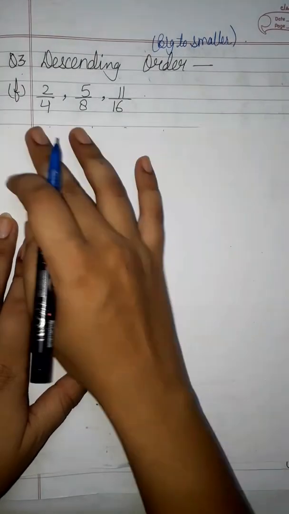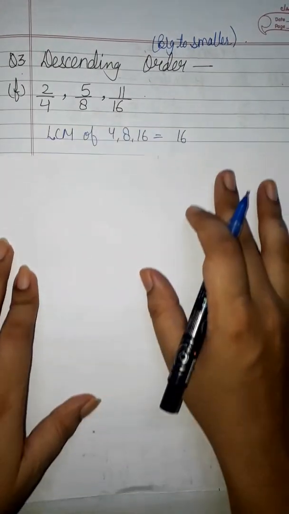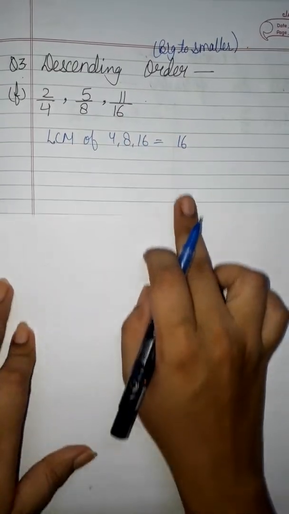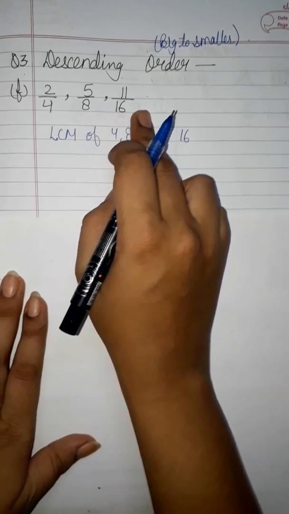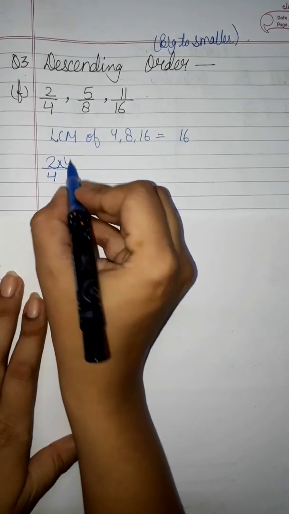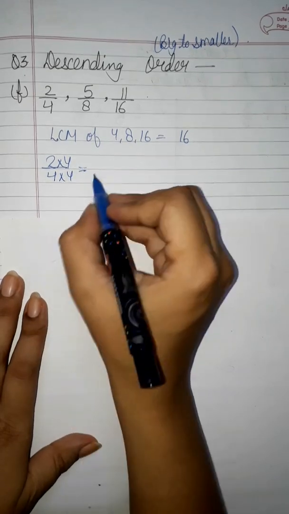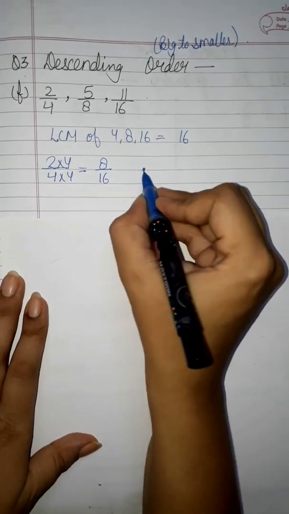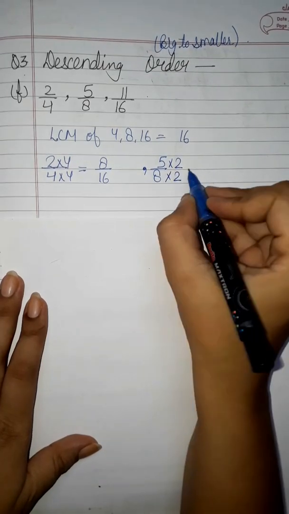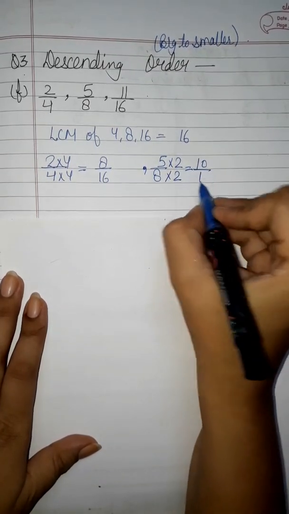Now again children, these all are unlike fractions. So we will find the LCM of 4, 8 and 16. So you will get 16. Now make the denominator same, means like fraction. So 2 by 4, you will multiply by 4. So you get 8 by 16. Then the second one, 5 by 8 into 2. So you get 10 by 16.